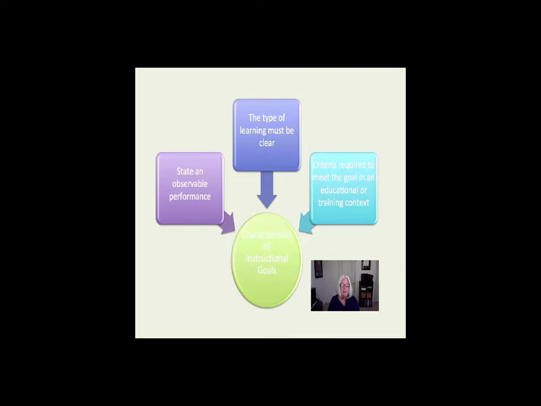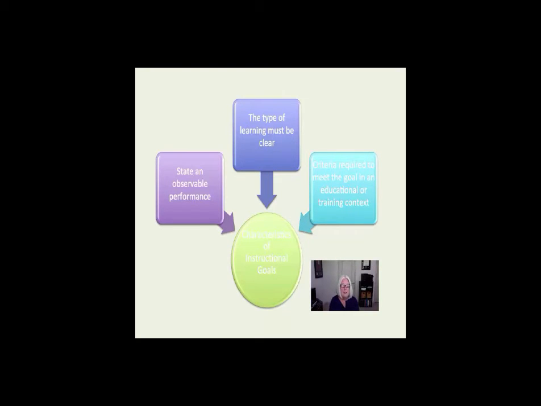So the first task is to identify the problem, then state the need in terms of the desired performance. That was part of the gap analysis. Then these performance standards are what becomes the instructional goals. Okay, the goal is that ideal. What is it you want, ideally? That becomes your instructional goal.